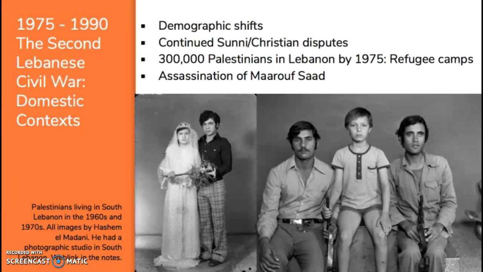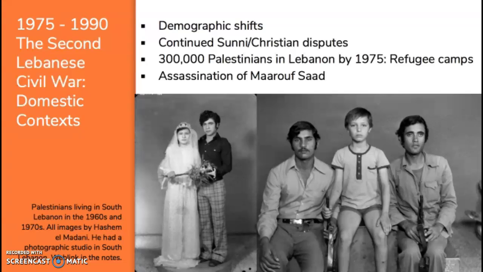In 1975 then, the second Lebanese Civil War breaks out, and I just want to set up with you some of the background and environment domestically in Lebanon and also internationally which have an impact on the outbreak of the second Lebanese Civil War. As we've already said, the Christian community is being undermined by demographic changes, and the Muslim community is still dissatisfied with the lack of opportunities in power sharing.